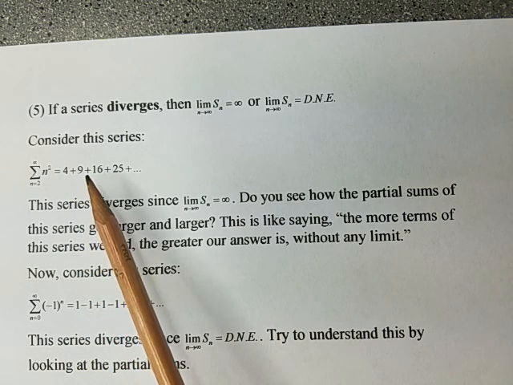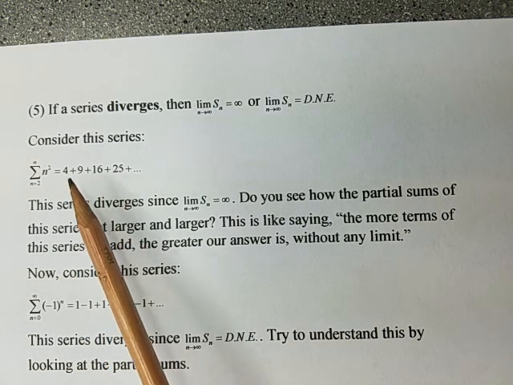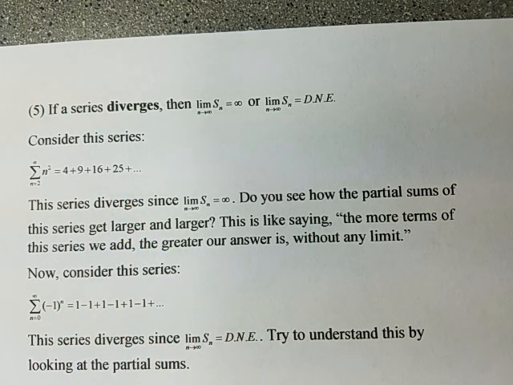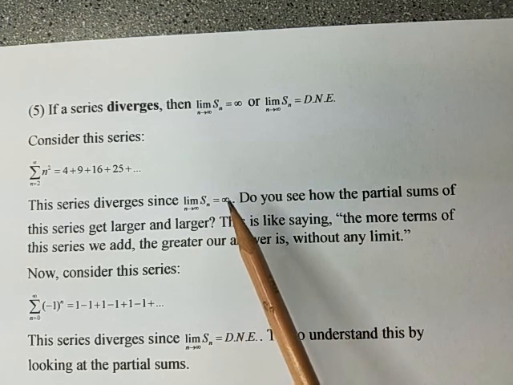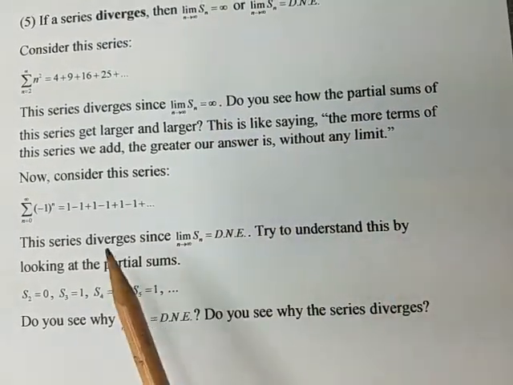What's the sum of the first 2 terms? What's the sum of the first 3 terms? What's the sum of the first 4 terms? You get the idea? The more terms I add, the bigger my answer is going to be without any limit. The partial sums go to infinity. But what about this series?